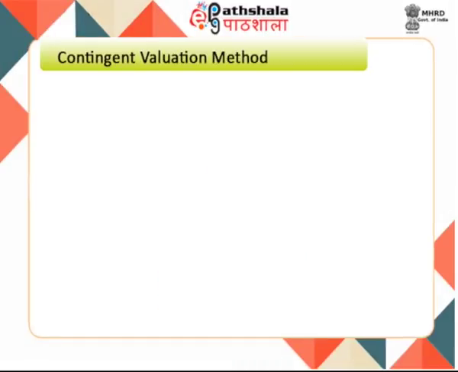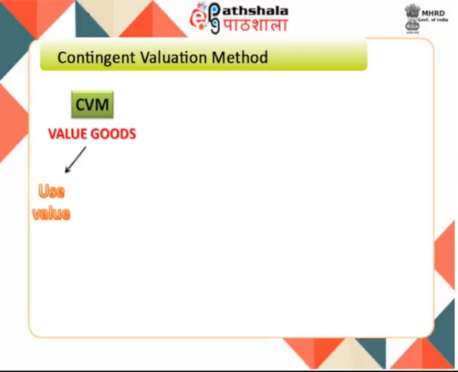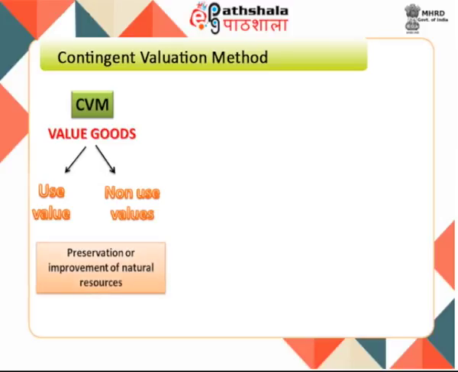The contingent valuation method, CVM, was first used by Davis in a study of hunters in Maine in 1963. CVM has been extensively used by environmental economists in order to value goods with both use values, direct utility, and non-use values, also known as passive existence or preservation values, which refer to the values associated with the preservation or improvement of natural resources.